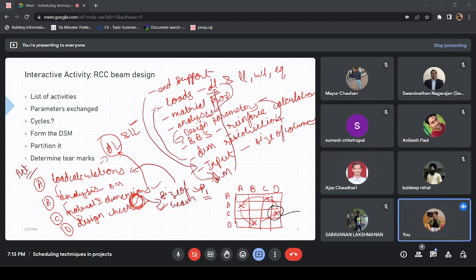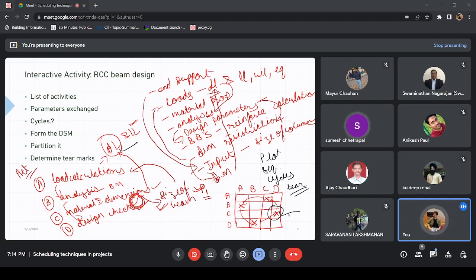So you now know how to plot the DSM. I mean, plotting it, sequencing it, finding the cycles, and determining the tear mark. Right? You determined the cycle and where to break. You looked back at how the DSM was made, which parameters were being exchanged, all that kind of information, and you did it.